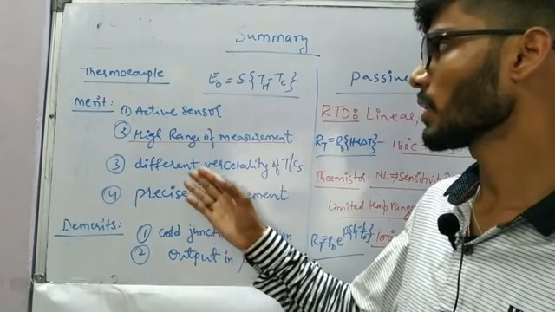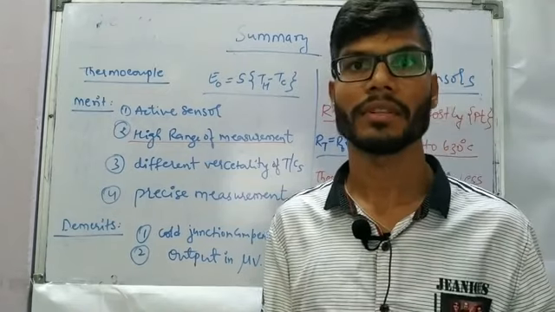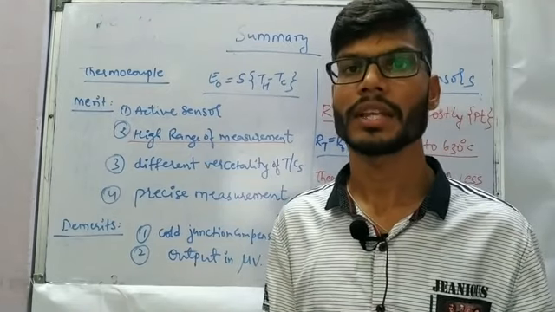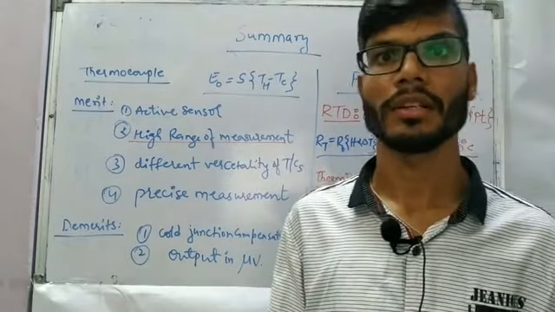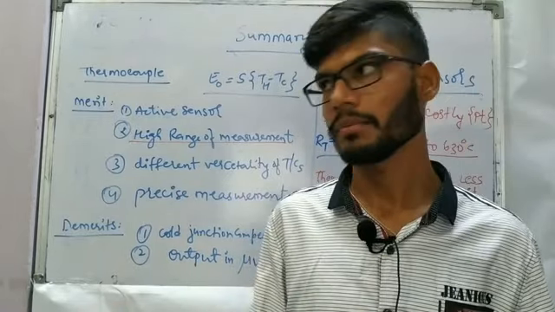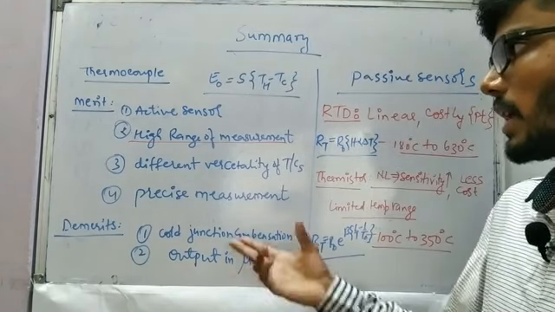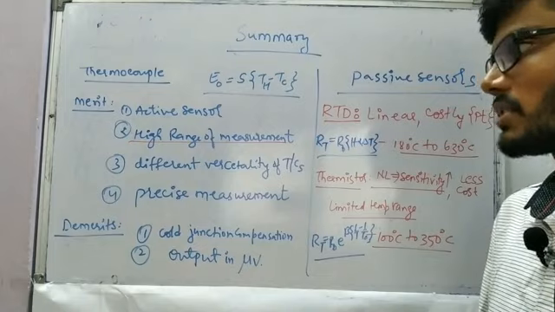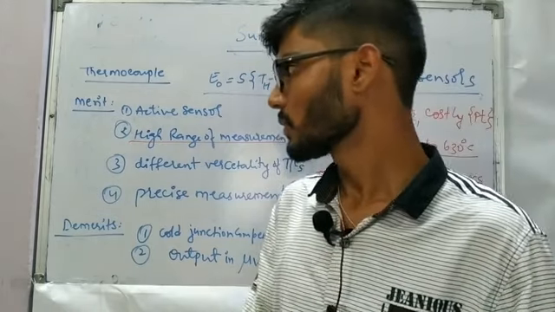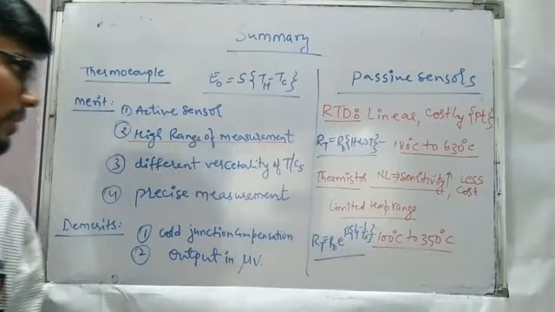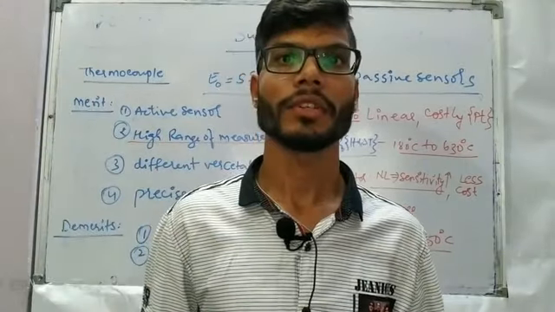And in the thermocouple, we have different versatility of thermocouples, because we have different combinations of metals. So we can use K types, T types or J types, and depending on the requirement, we can have different sensitivity as well, depending on the type of thermocouple. And the thermocouple is going to give a precise measurement compared to the RTD and thermistor. So these are all the basic advantages and disadvantages, and that is all for today's session.